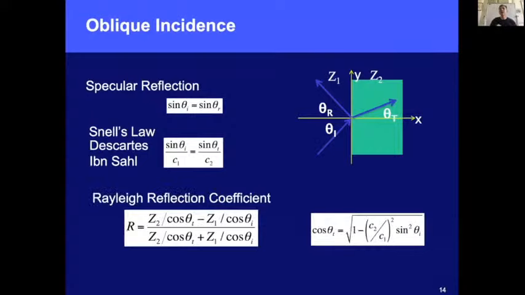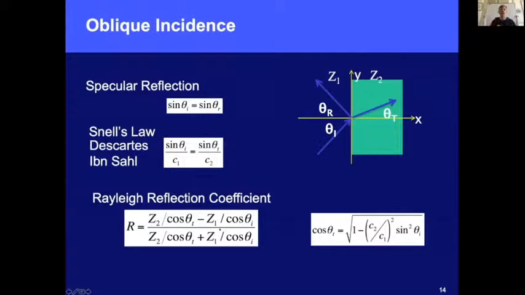Then, so we have this change in angle. It also affects how much energy comes back. So we can work out the pressure reflection coefficient when we have oblique incidence. What happens is that the impedance gets modified by the cosine of the angle. So instead of having the differences in the impedance, it's the impedance divided by the cosine of the local angle that you put in here. And then you can solve for what the reflection coefficients are.